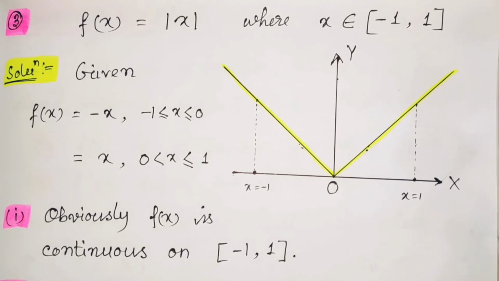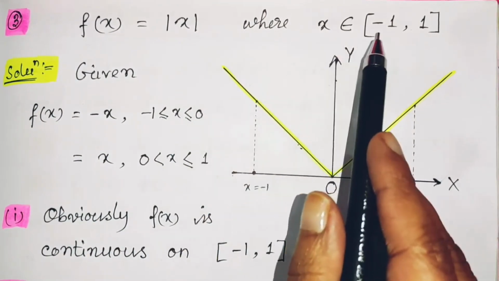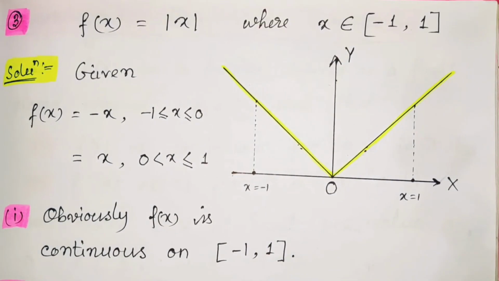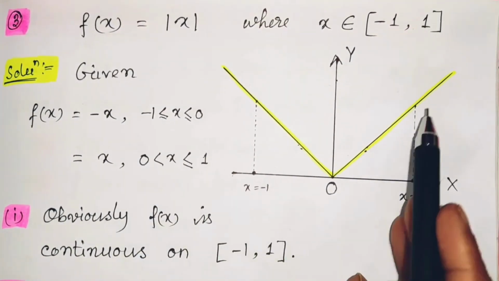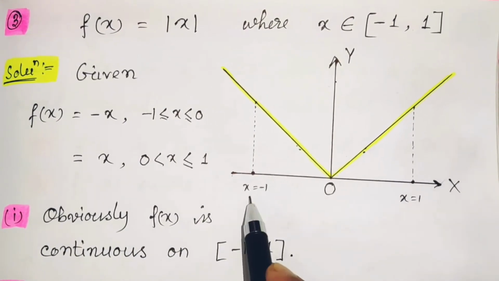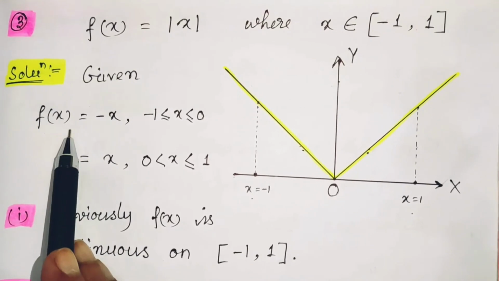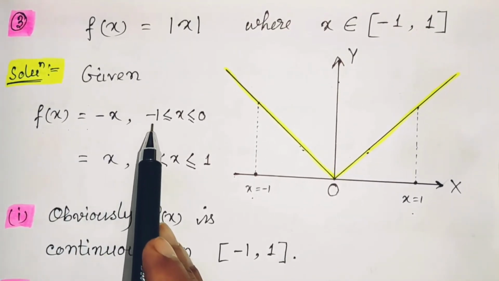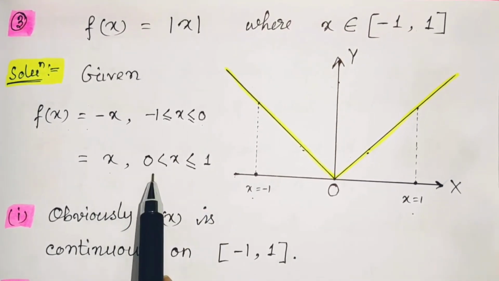Now let us take one more example, f(x) equals mod x within the range -1 to +1. At first let us draw the graph of the given function. Here this is -1 and this one is +1. So the given function is f(x) equals minus x within the range -1 to 0, and equals x within the range 0 to 1.